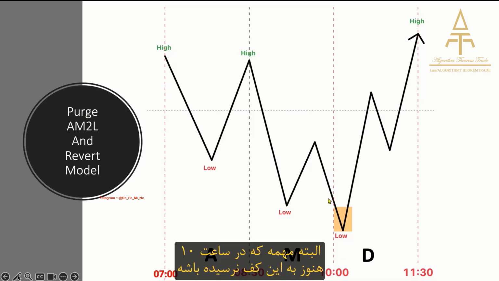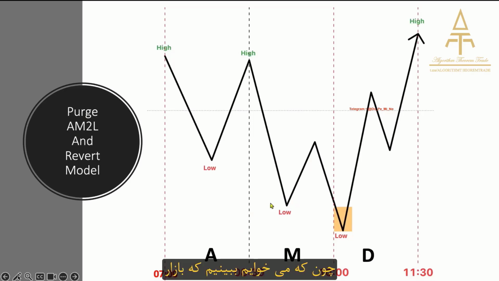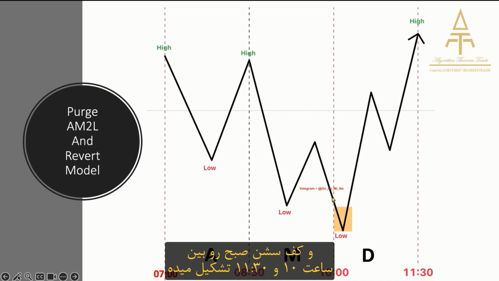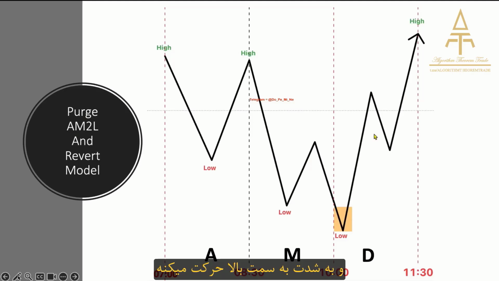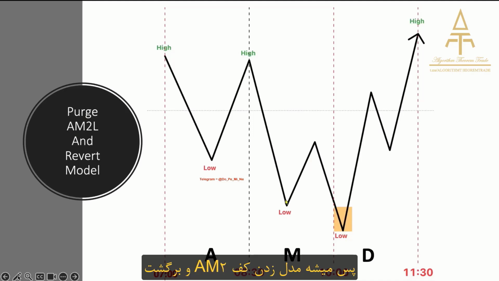It's vital here that at 10 a.m. the market is not yet below the low of 8:30 to 10, because we want to see a final manipulation leg occur at or around 10 a.m. to create a new AM low during the 10 to 11:30 window. Once this low is in, the market will displace to the upside and will then reprice higher aggressively because it's within the distribution 90-minute macro. So this is the purge of the second AM cycle's low and revert model.